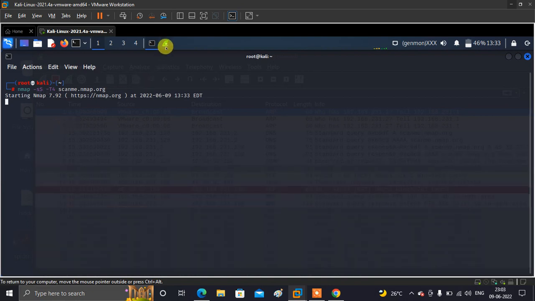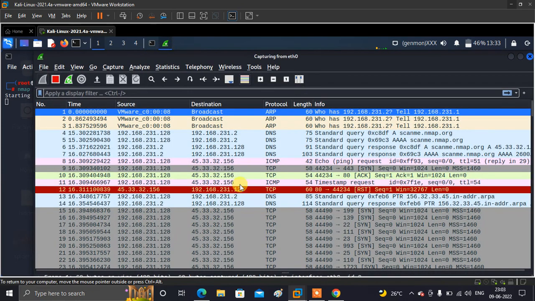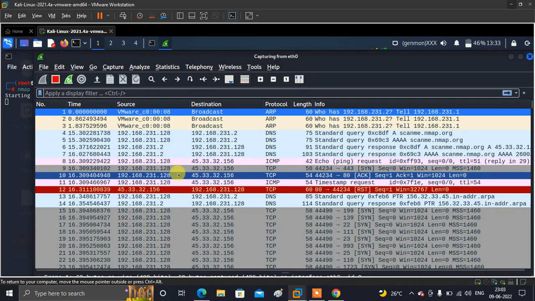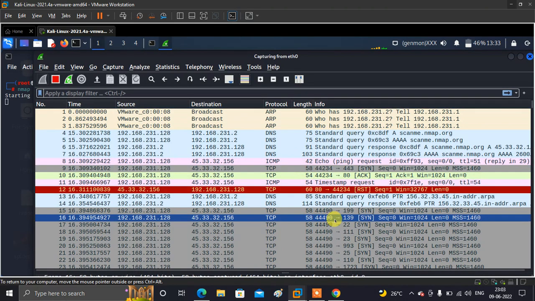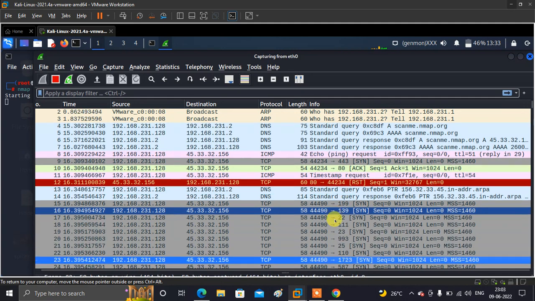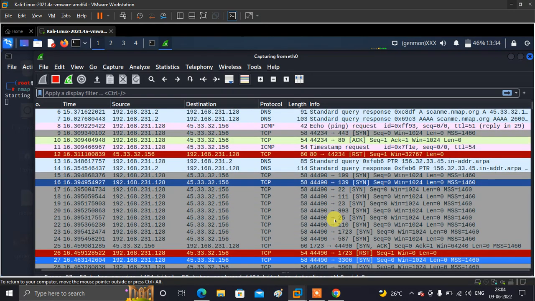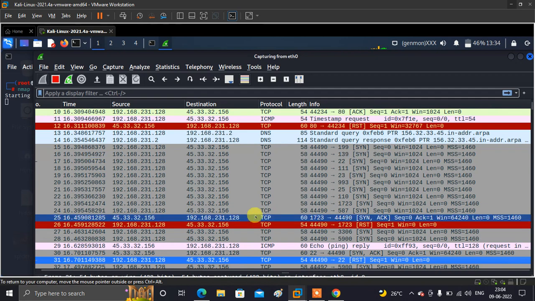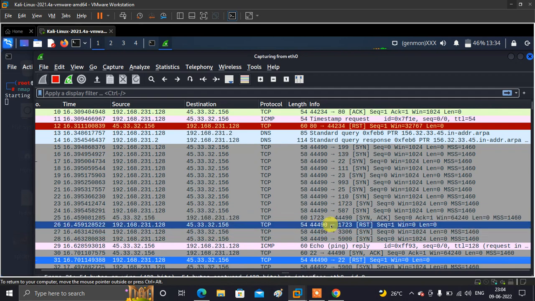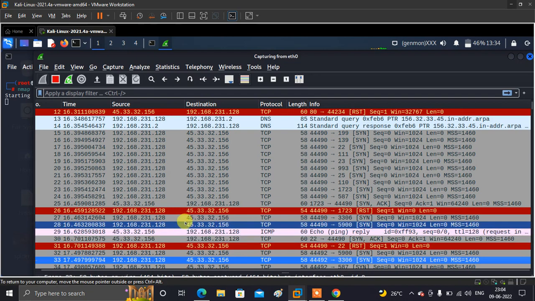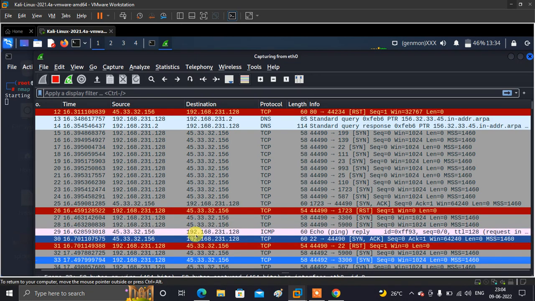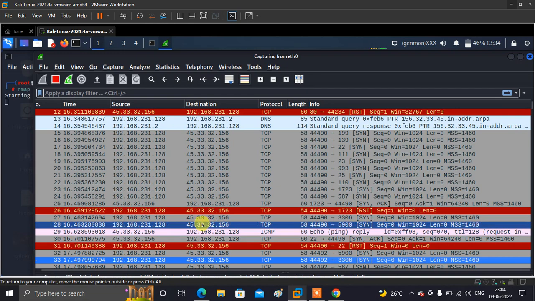Now we can go to Wireshark and observe our result. You can see from my machine the SYN flag is sent to scanme.nmap.org. You can see, everyone, RST is coming. The port is closed. We can see again, here we are getting a response. SYN scan: SYN is sent to the corresponding port number.